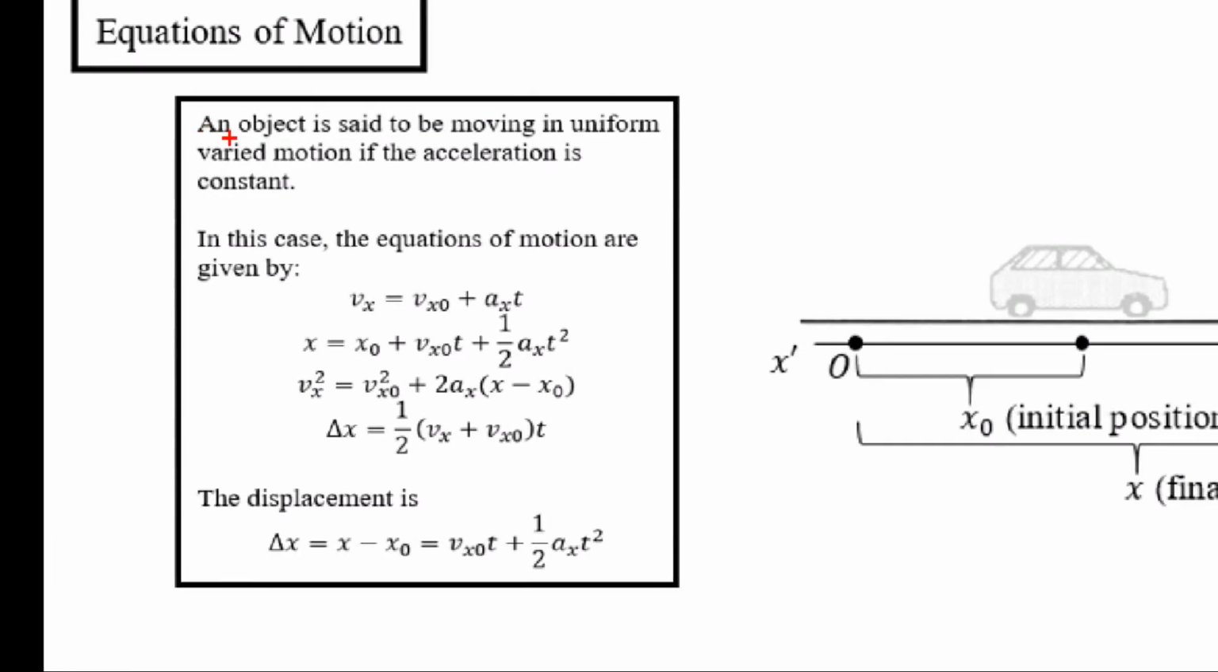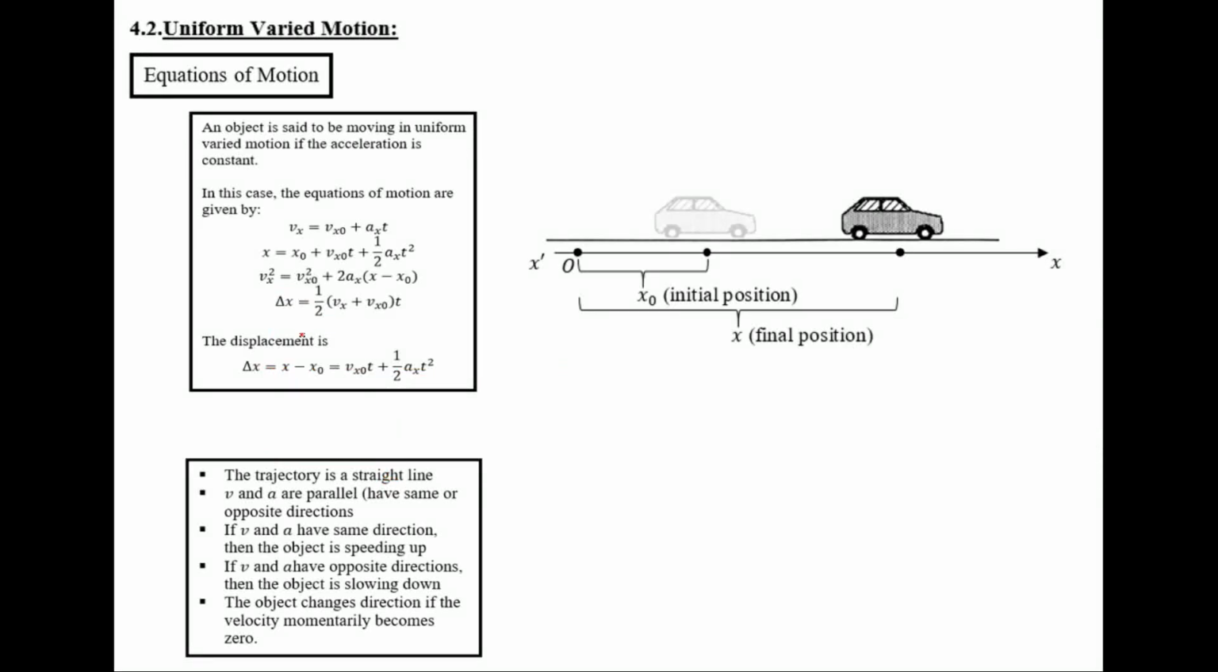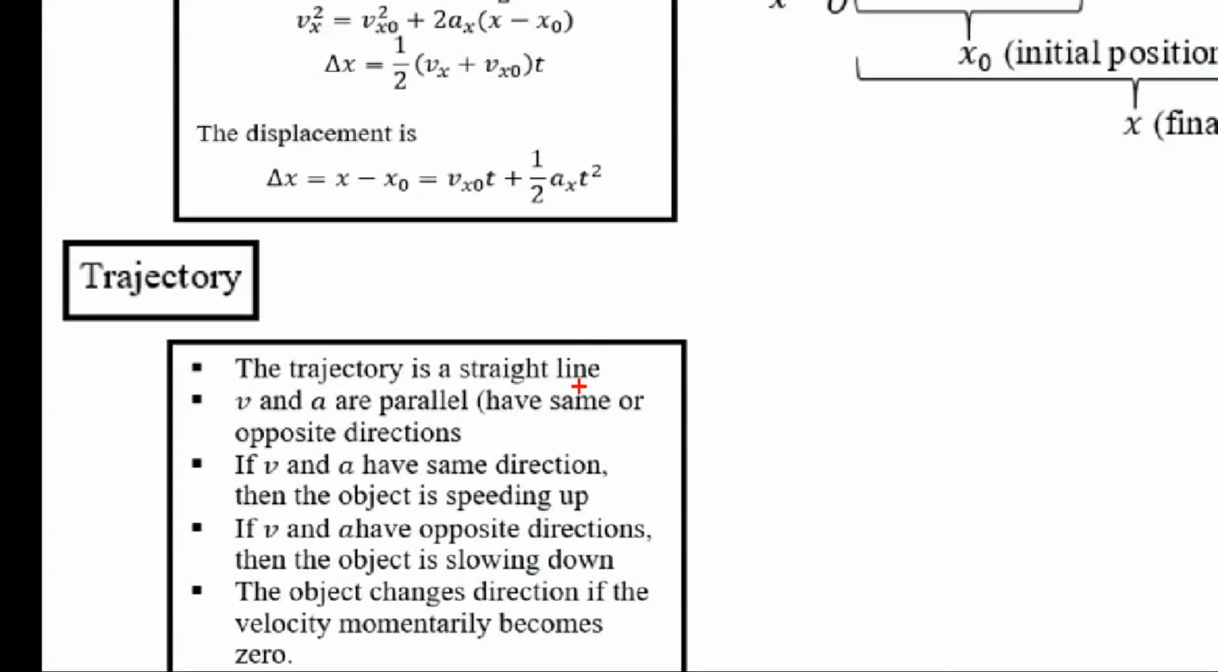Then let me repeat and say an object is said to be moving in uniform varied motion if the acceleration is constant. In this case, the equations of motion are given by the following. And we can introduce the displacement from this equation to be delta x. If you move x0 to the other side, that would be vx0 t plus half ax t squared. Now, what about the trajectory? In this case, also we're talking about the path followed by an object to be a straight line.